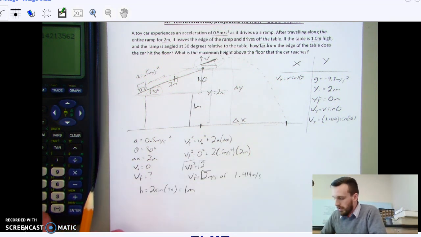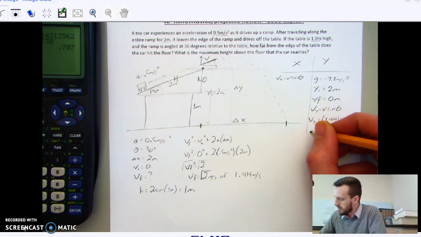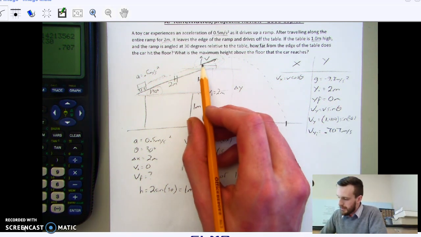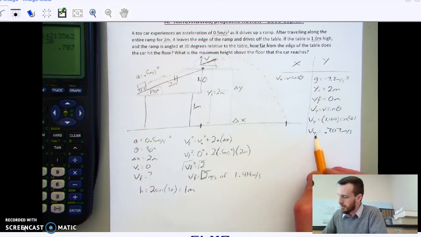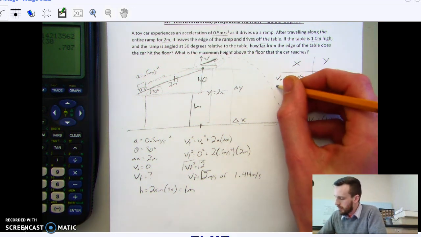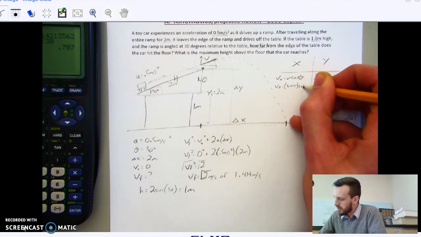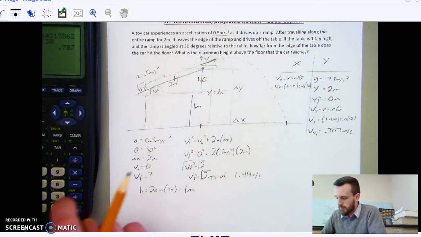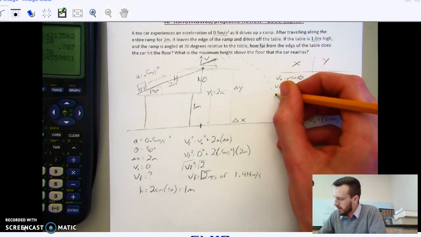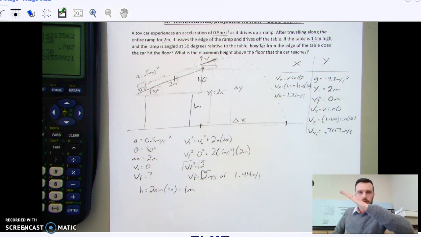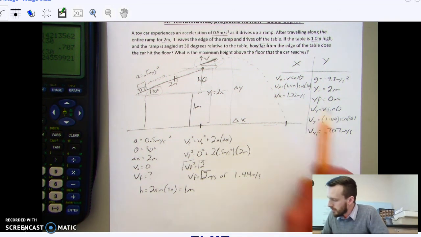So Vy here is going to be the overall velocity, 1.414 sine of 30, which gets us a y component velocity of 0.707 meters per second. And I'm also going to write Vy initial because that's how fast we're traveling in the upward direction as we leave the top of the ramp. Do a similar thing for x. So we're going to have 1.414 cosine of 30, and our Vx is going to be 1.22, which makes sense because at 30 degrees, we're going more horizontal than we are vertical. That's why this number is bigger than this number.